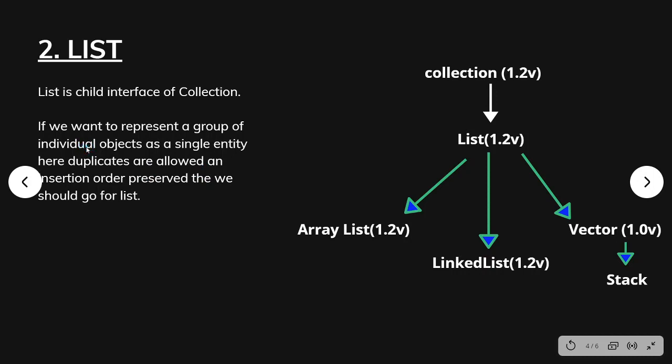Okay, let's move to our second point of list. If we want to represent a group of individual objects as a single entity where duplicates are allowed. In the list we can preserve duplicates, like you can store Gaurav, Kunal, Kunal. But here insertion order is preserved, like first I had inserted Gaurav, then Kunal, then Pranay. It will be stored like Gaurav, Kunal, Pranay, not like I had stored Gaurav, Kunal, Pranay and the output is Gaurav, Pranay, Kunal.